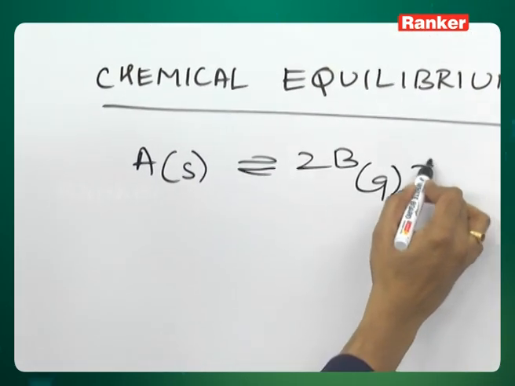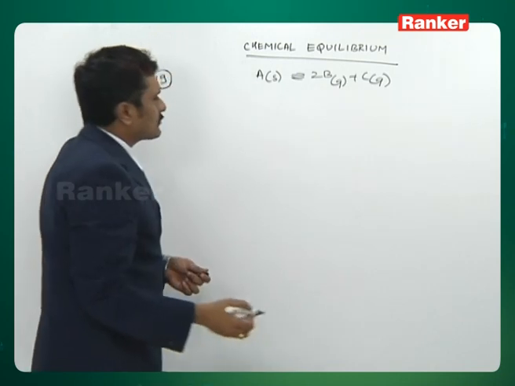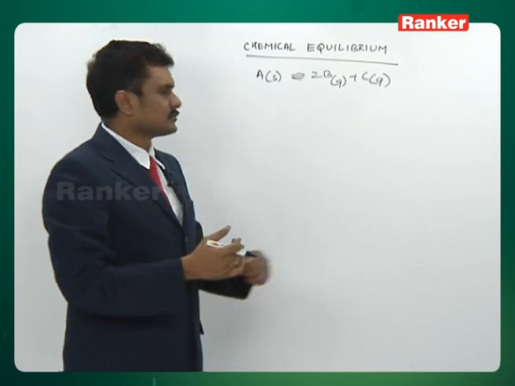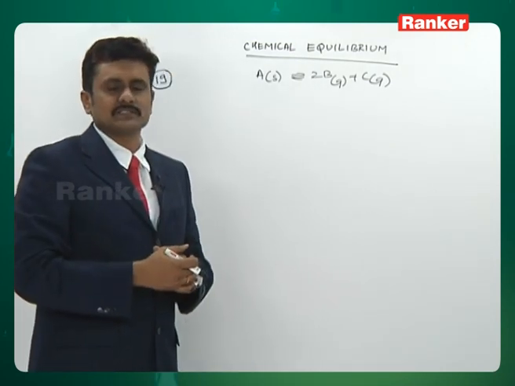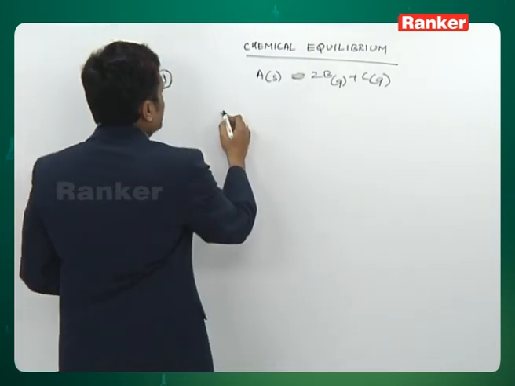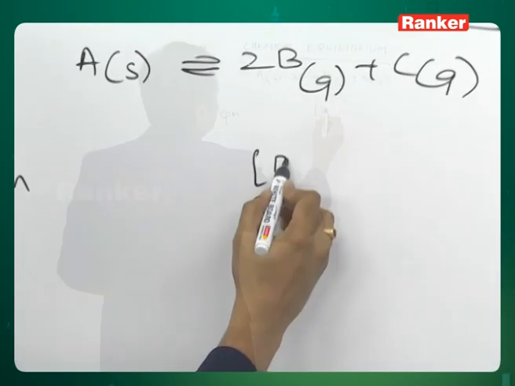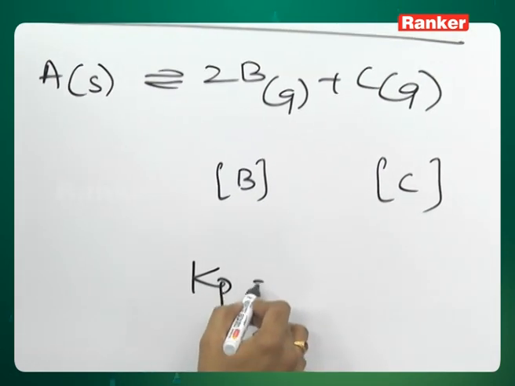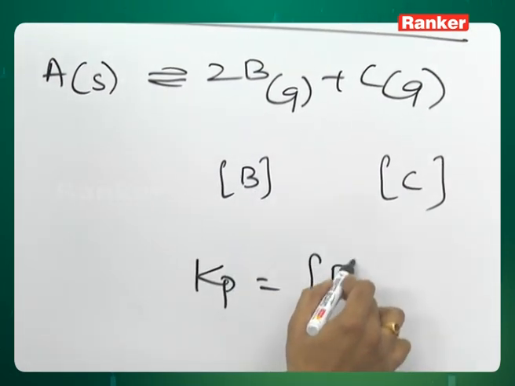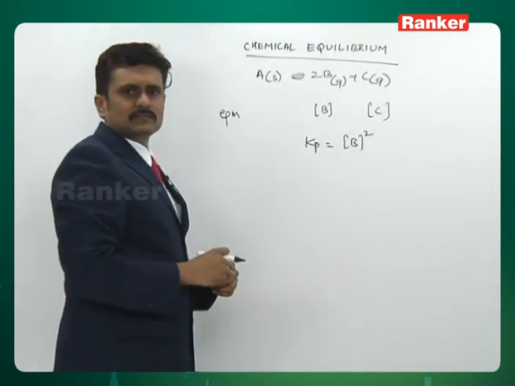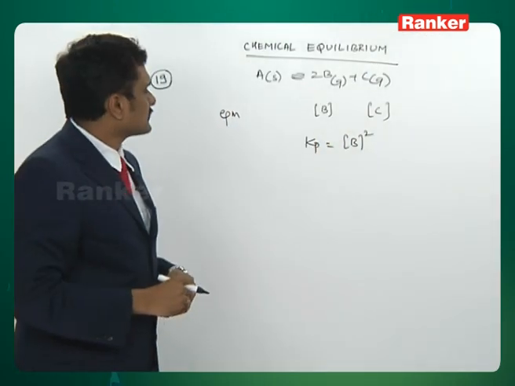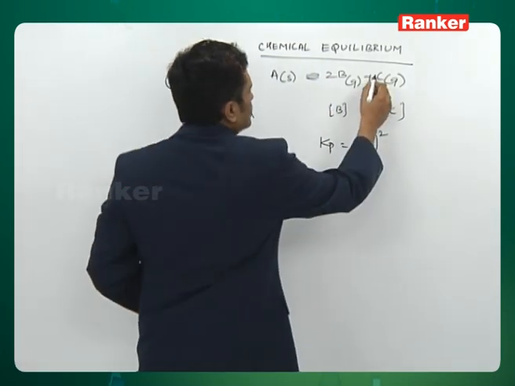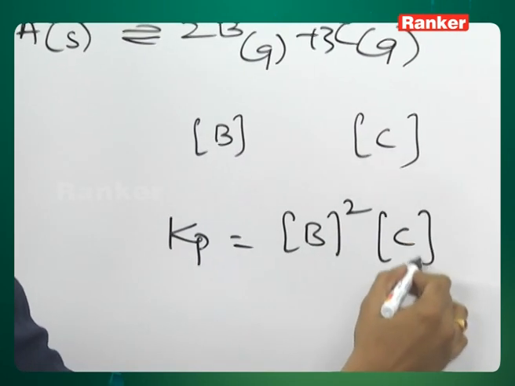In all such cases, we have to assume that the temperature has been maintained constant, so therefore the Kp or Kc is not going to change. So now I'll assume that at equilibrium the concentration of B is [B] and the concentration of C is [C], where the value of Kp will be obtained to be [B] to the power 2, because the concentration is taken as [B] and the coefficient is 2, and here 3 moles of C is given, so therefore it will become [C] to the power 3.